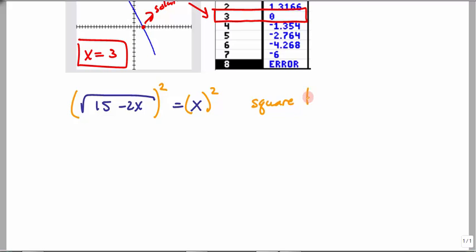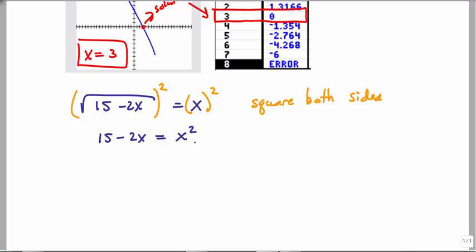Now if this was a 4th root, we'd take both sides to the 4th power. If it was a cube root, we would take both sides to the 3rd power. Now over here, when I square the square root, I just get my radicand back. So I have 15 minus 2x equals x squared. Now this is the equation I want to solve.